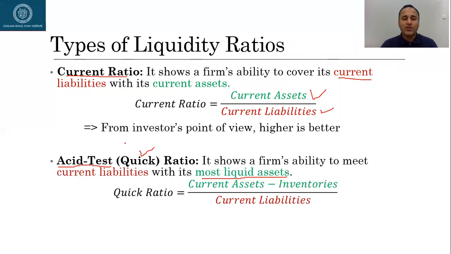So the acid test or quick ratio tells us the firm's ability to meet its current liabilities with its most liquid assets. Although inventories are part of current assets, they are not considered the most liquid. So that's why we subtract inventories from the current assets in order to calculate the quick ratio.